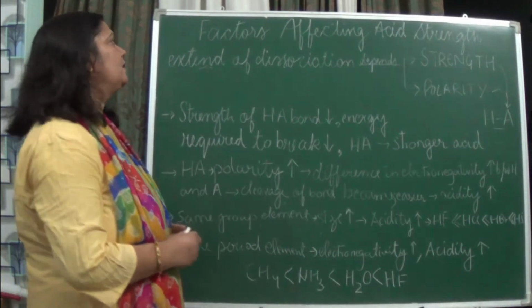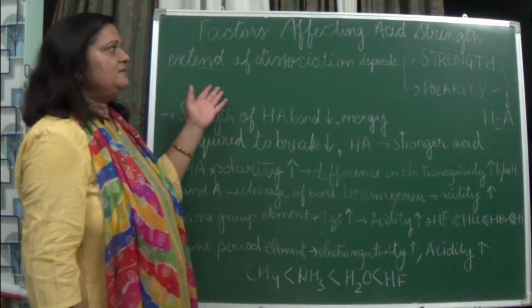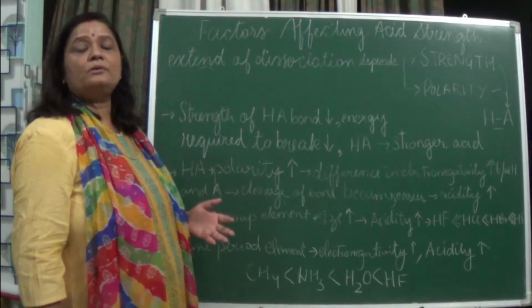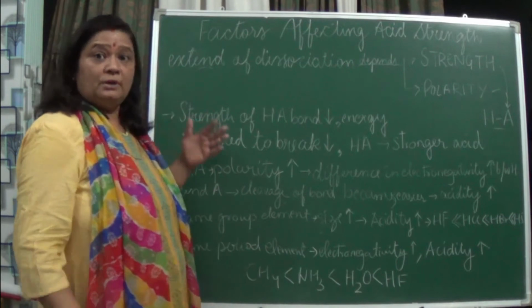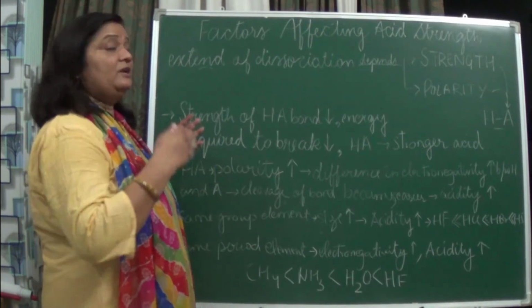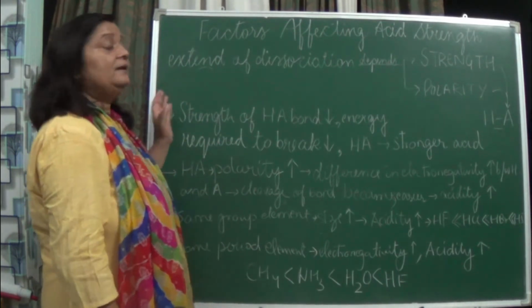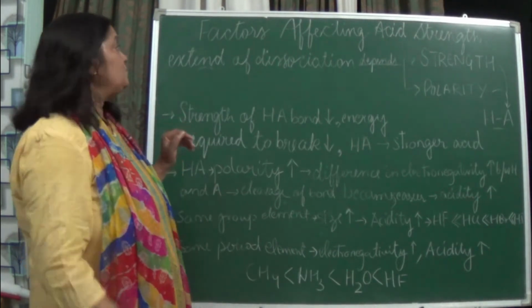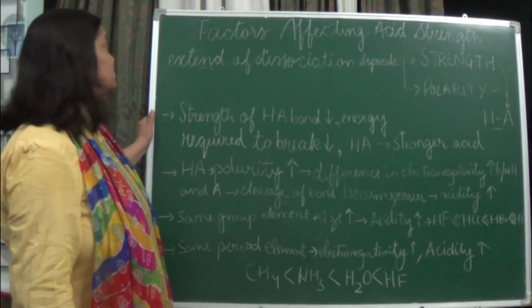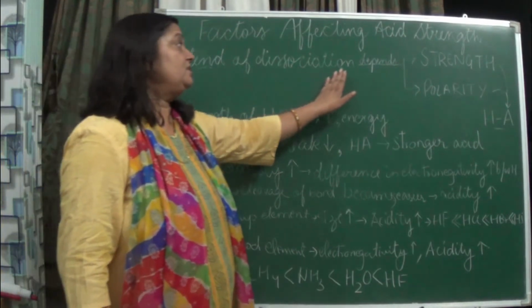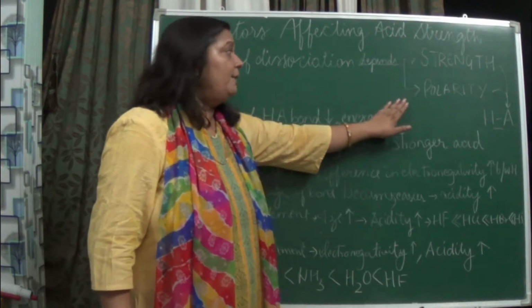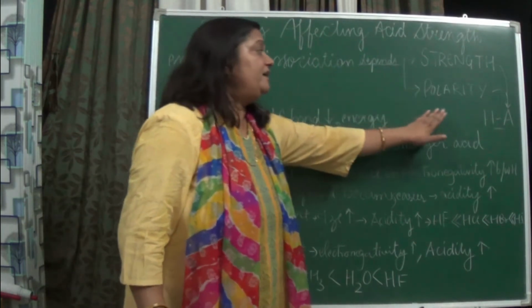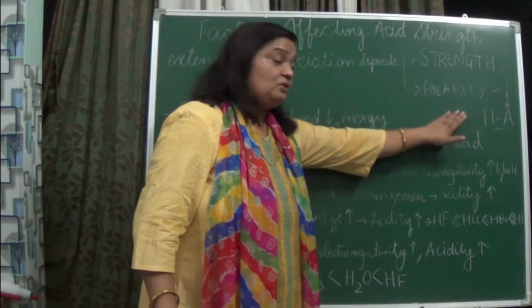Hello students, we are going to study factors affecting acidic strength. When we talk about acidic strength, it means what? If any molecule is dissociated easily, naturally it is a strong acid. The extent of dissociation depends upon the strength and the polarity of that acid.